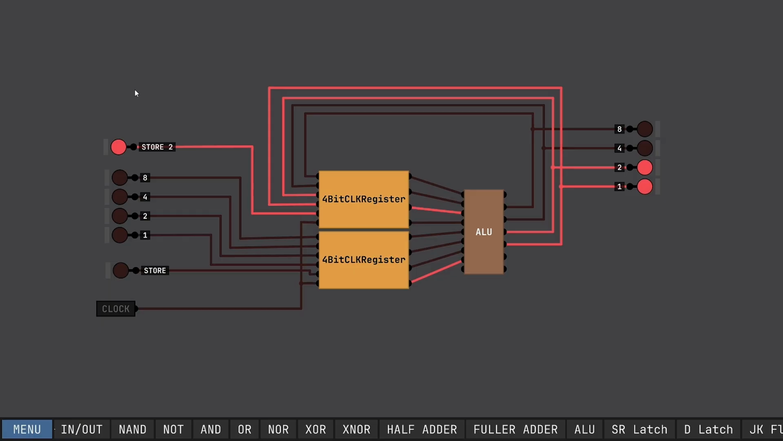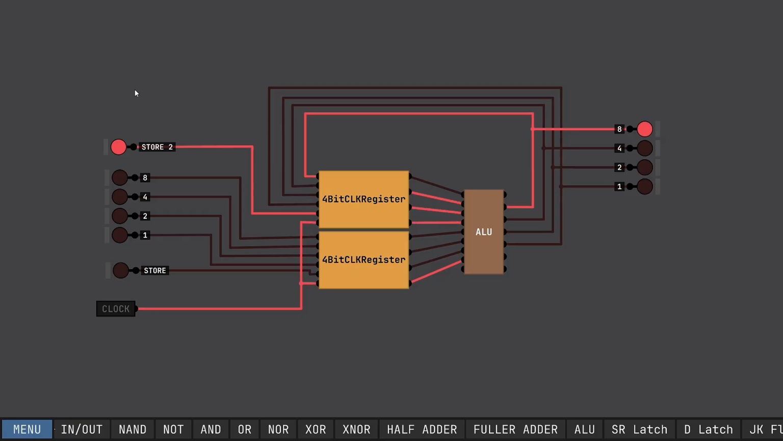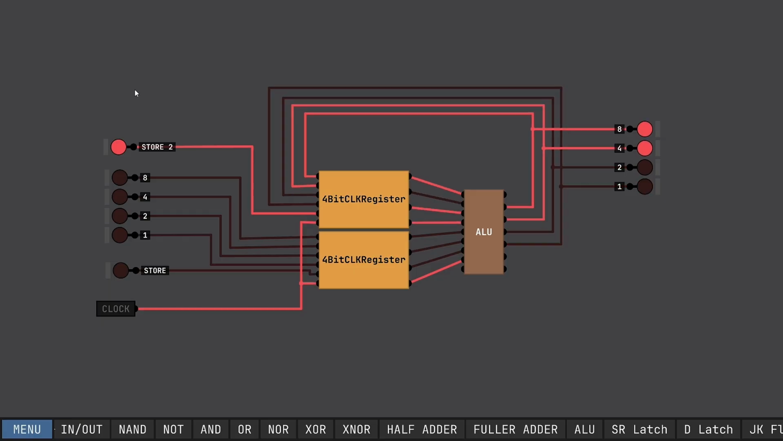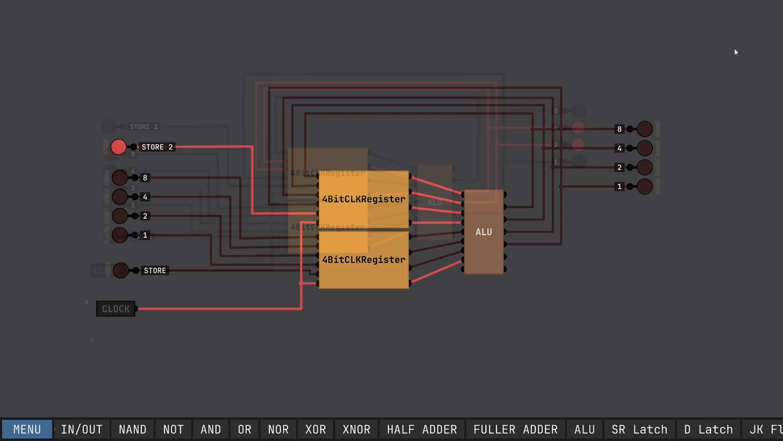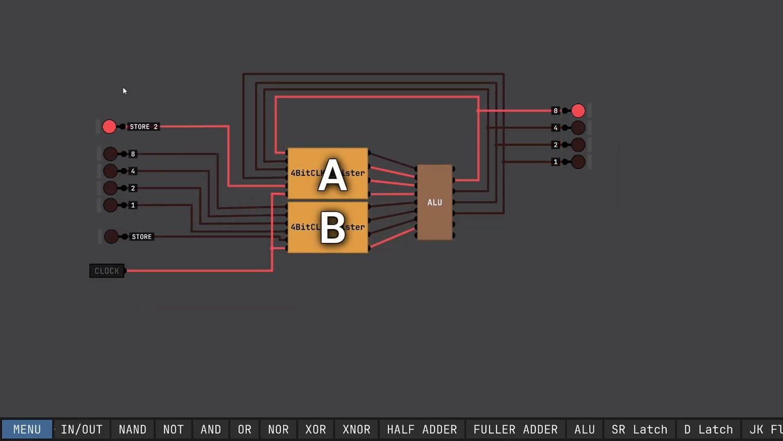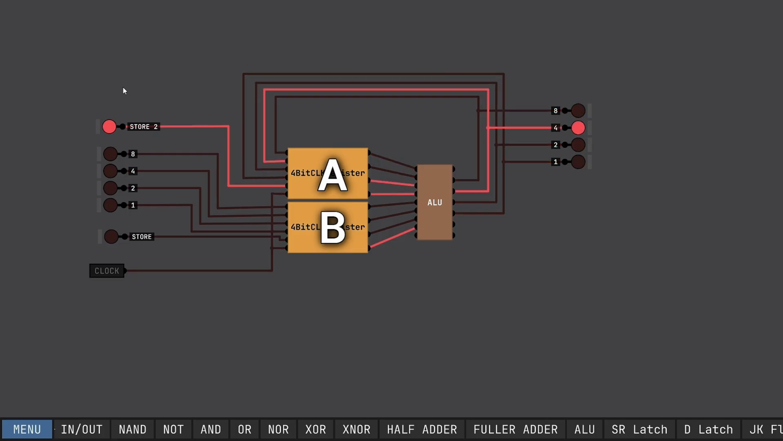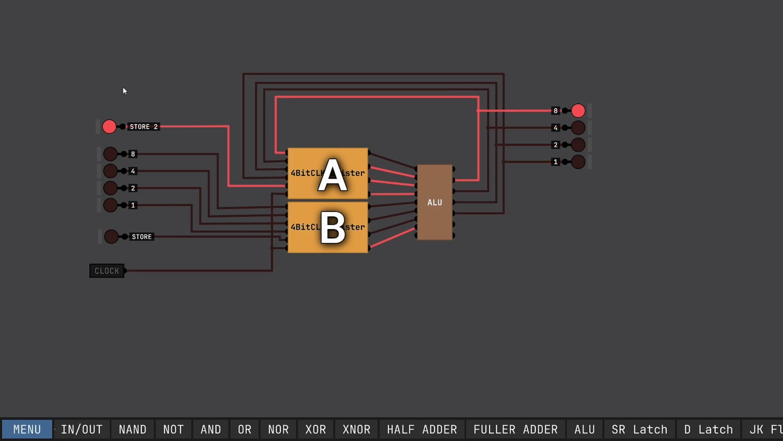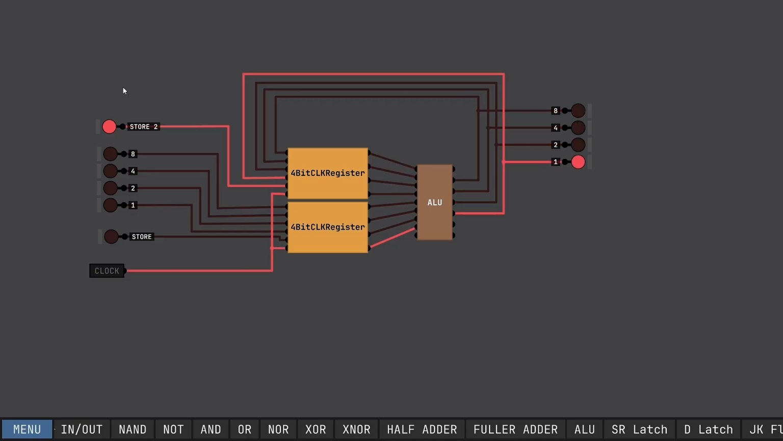So every clock cycle, it is going to basically add 1 to register A. So we're going to have 1 plus 1, which is 2, 2 plus 1, which is 3, 3 plus 1, which is 4, and then it's going to reset after it reaches 16, which is the cap of a 4-digit binary number.